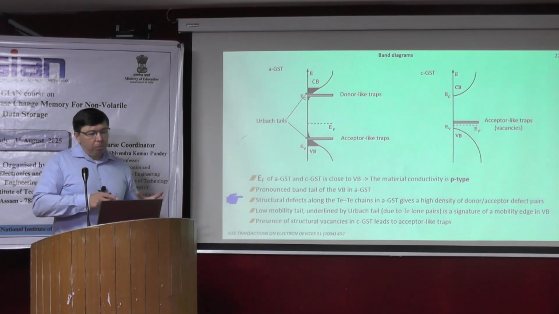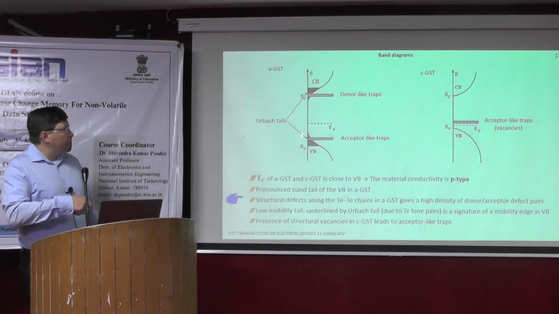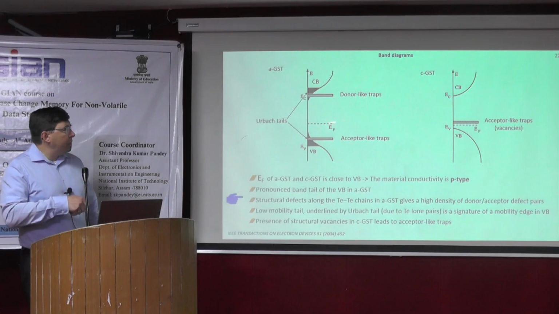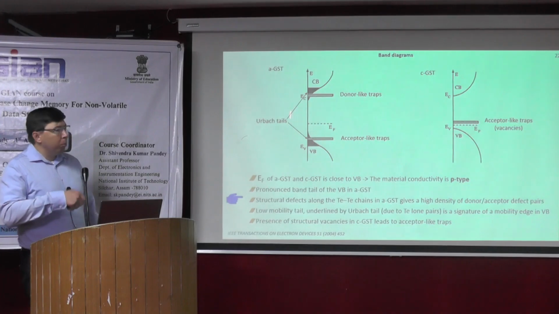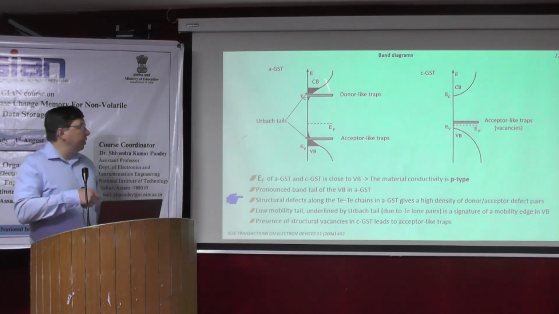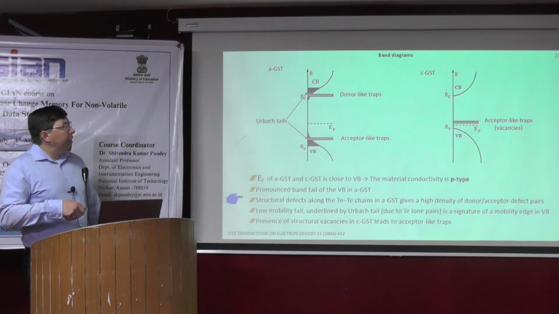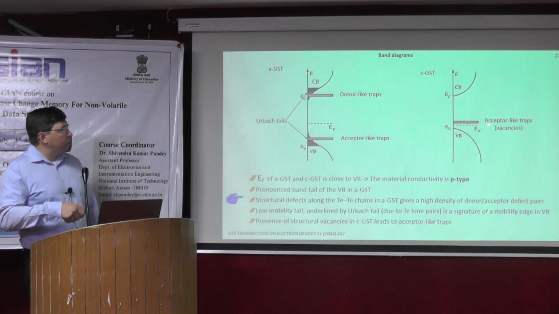We know that in amorphous materials there are Urbach tails close to the valence band and conduction band, and some measurements show that the Fermi level is located close to the valence band in the amorphous phase change material, GST. In the crystalline phase there are no Urbach tails, and the Fermi level is also close to the valence band, but it's located a little bit deeper compared to the amorphous phase. If you look here, it's deeper.